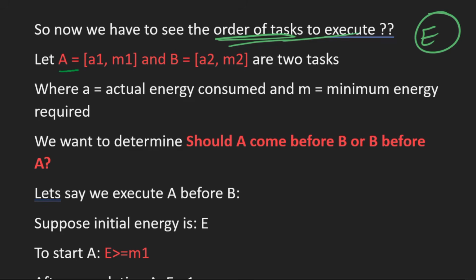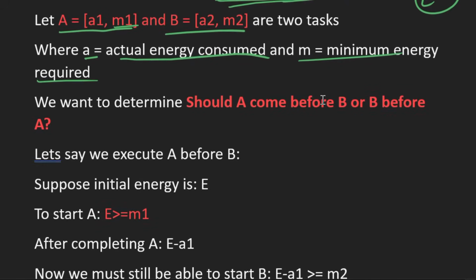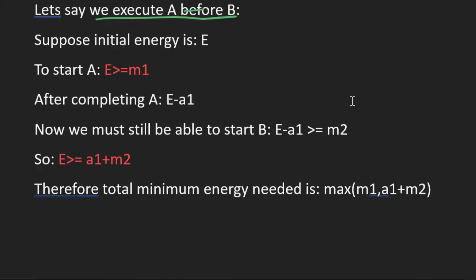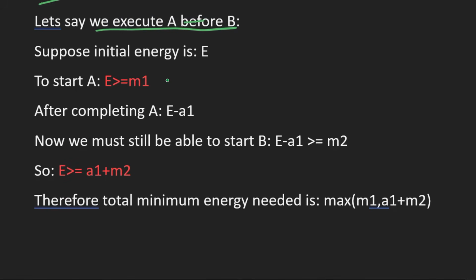So now our goal is to first find the order of the tasks to execute them. So let's suppose we have two tasks, A and B, where A is the actual energy consumed, and M is the minimum energy required. Now we want to determine whether we execute A before B or B before A, in which order we should execute them such that we require minimum energy. So let's say we execute A before B, and suppose our initial energy is E, right? So for A we have A1 comma M1.